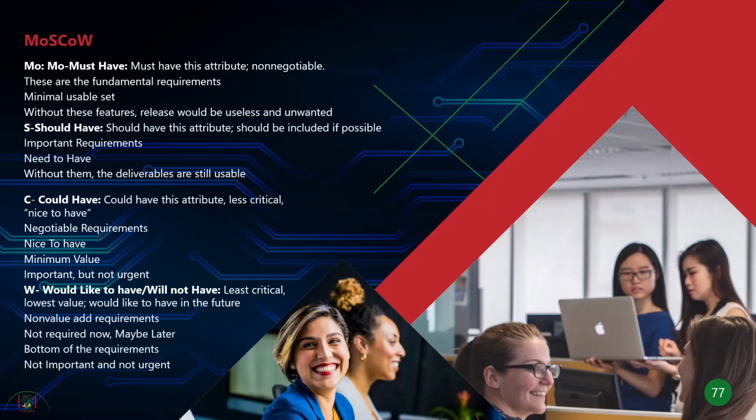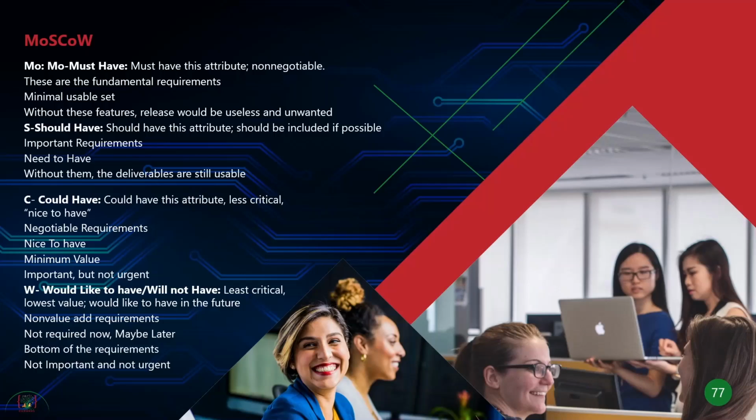So Mo means must have, which means you basically must have this attribute. It's the highest priority, it's non-negotiable. These are the fundamental requirements, the minimal viable, minimal usable list. You need to have it, right? You cannot have a release without it.